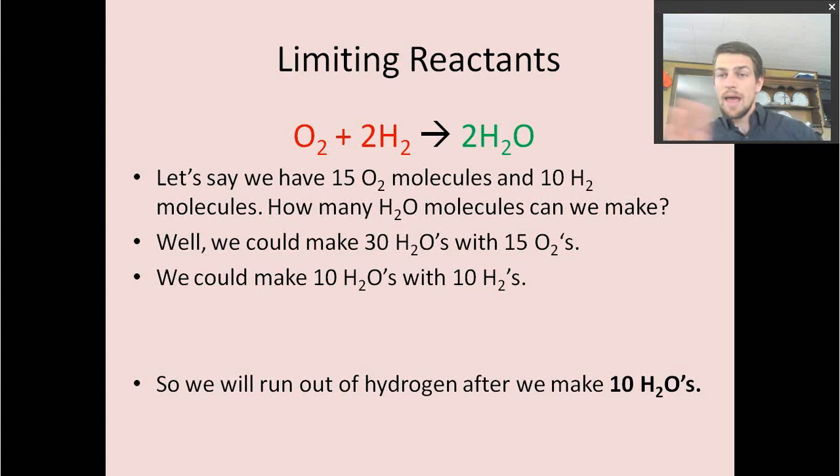And you can do this for any chemical equation. You can look at your reactants and your products and see how many you need of each of the reactants to get your products, and see which one will run out first, and that is your limiting reactant. So that is all that I have for this lesson right here.